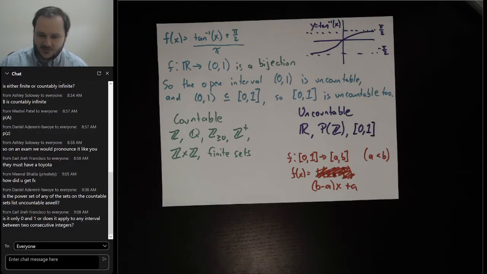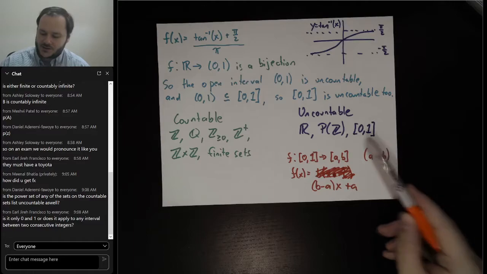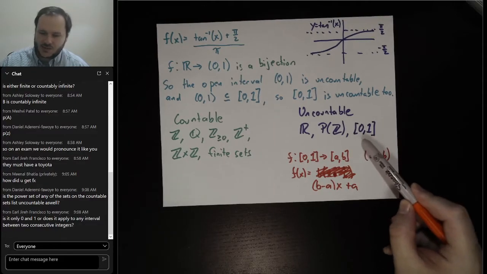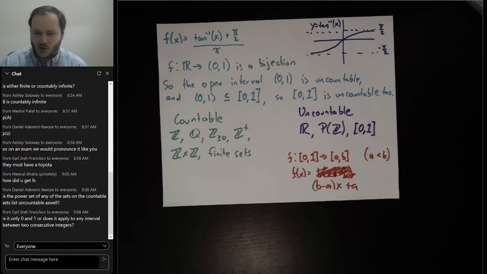So any interval, 0 to 1, 0 to 0.1, 0 to 0.000001, all of those are uncountable.